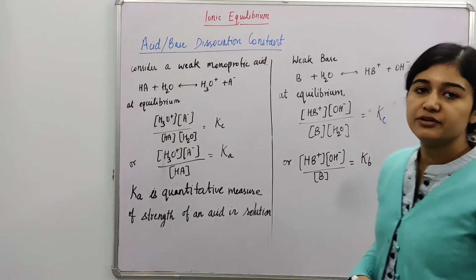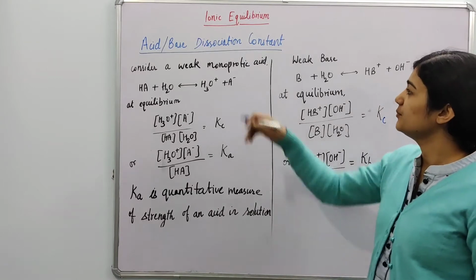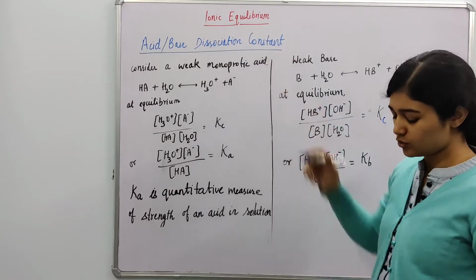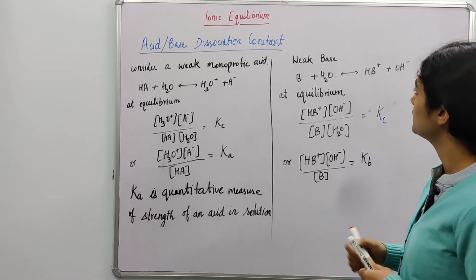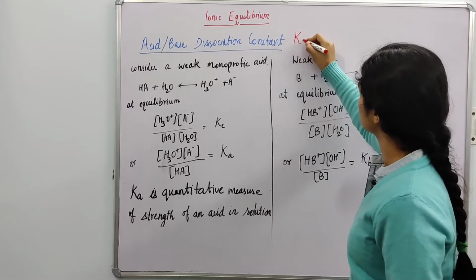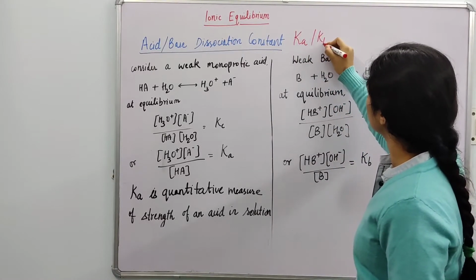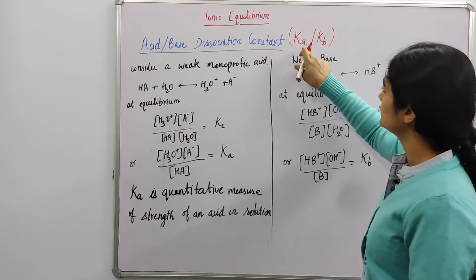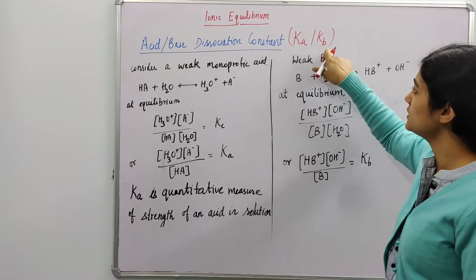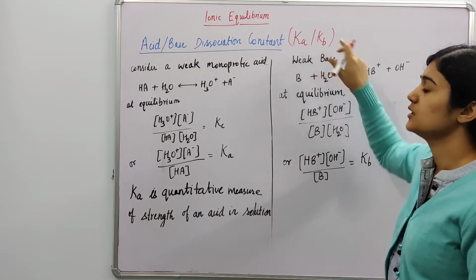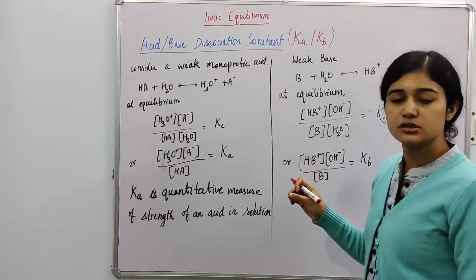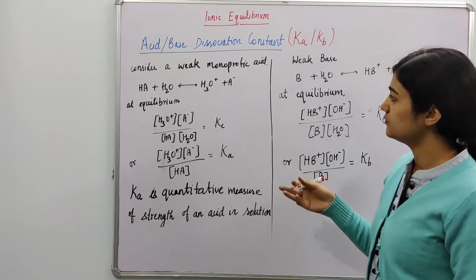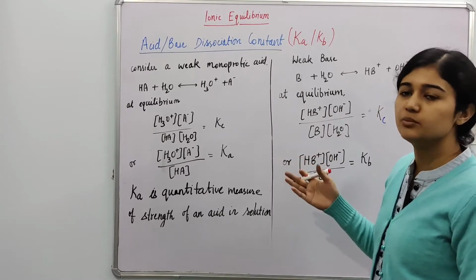The next thing that we have to study in ionic equilibrium is the acid-base dissociation constant, and this constant has a notation of Ka or Kb respectively. This is the acid dissociation constant. This is the base dissociation constant. So we study dissociation constant in the case of weak acids and weak bases only.